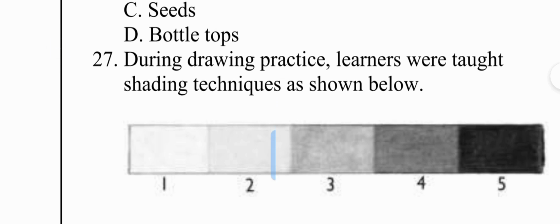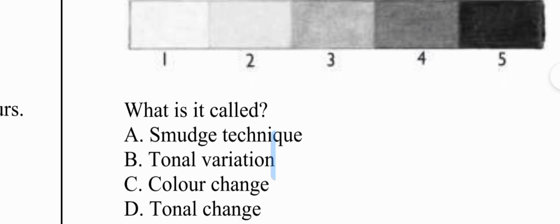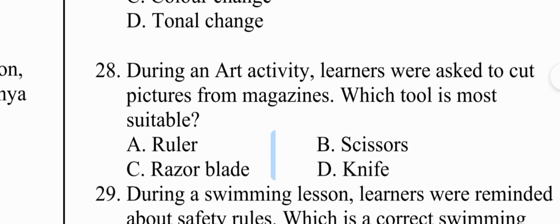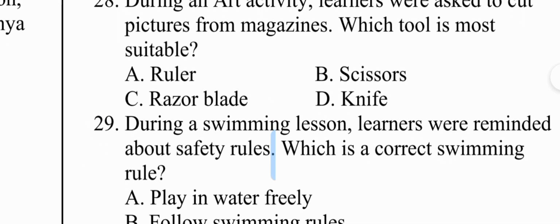Number 27. During a drawing practice, learners were taught a shading technique as shown below. What is it called? This one is smudge technique. The correct answer is A. Number 28. During an art lesson, learners were asked to cut pictures from a magazine. Which tool is mostly suitable? Of course, here we can use a scissor for cutting this, but from a magazine a scissor can be inappropriate. The best one with accuracy is a razor blade, which is C.